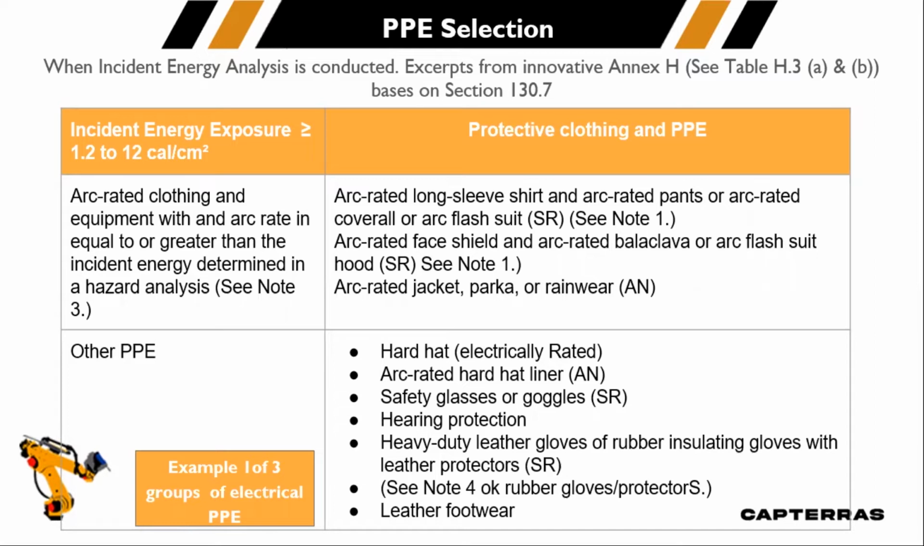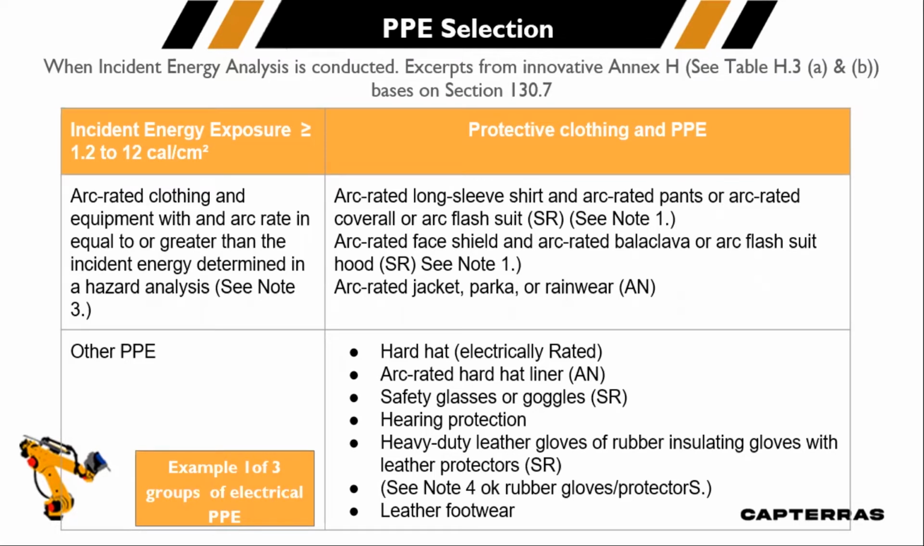Arc-rated clothing and equipment with an arc rate equal to or greater than the incident energy determined in a hazard analysis. The protective clothing and PPE are an arc-rated long sleeve shirt and arc-rated pants, or arc-rated coverall, or arc flash suit. Then we have the arc-rated face shield, an arc-rated balaclava, or arc flash suit hood. And finally, we have the arc-rated jacket, parka, or rainwear.